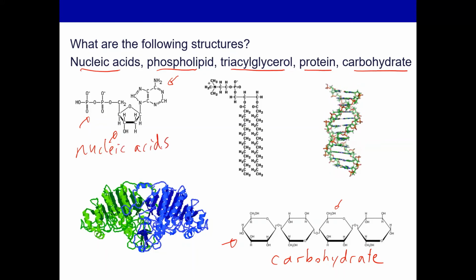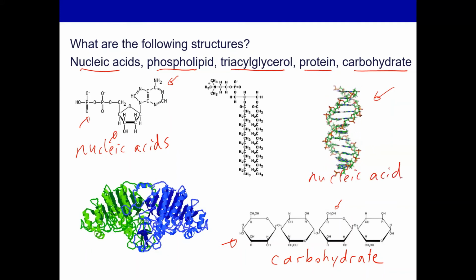Okay, so anything else out there look like a nucleic acid? You're probably thinking this one here, and you would be right. That's DNA, and that's a nucleic acid. So that one is just a larger structure, so we're not necessarily seeing all the atoms individually. It's a little bit more cartoony, but that's because we're trying to represent a very large structure.